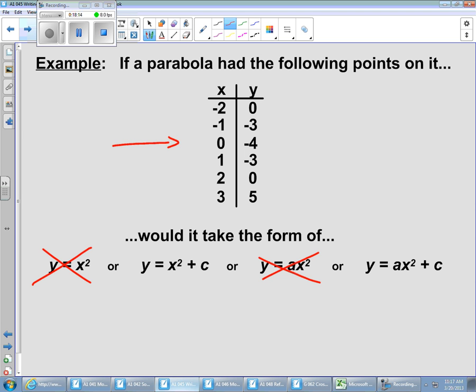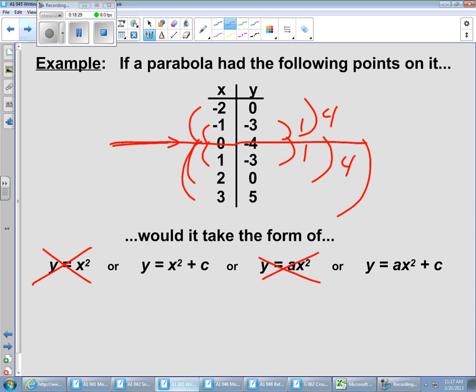Okay, there's that line of symmetry. As you move one step either direction, it moves by 1. As you move 2 steps either direction, it moves by 4. As you move 3 steps, it moves by 9. Is that what the parent function suggests that we do? 1 squared, 2 squared, 3 squared. Those are exactly the step sizes that it's supposed to have. That's exactly the step sizes that the parent function has.